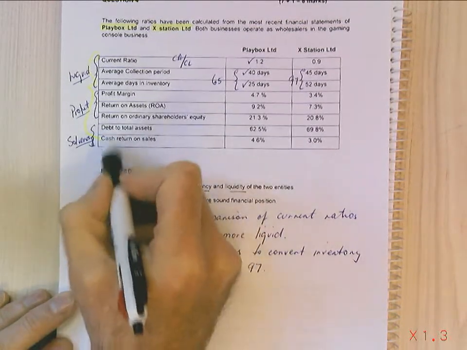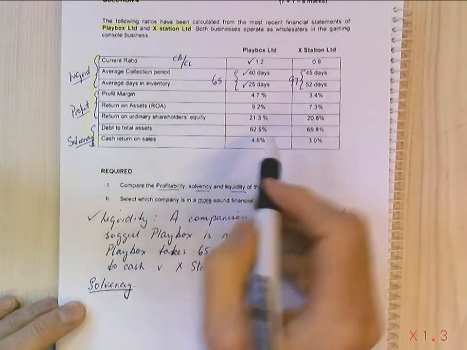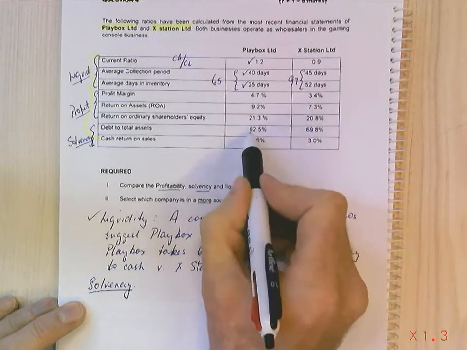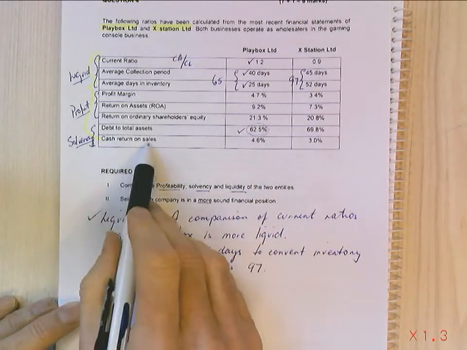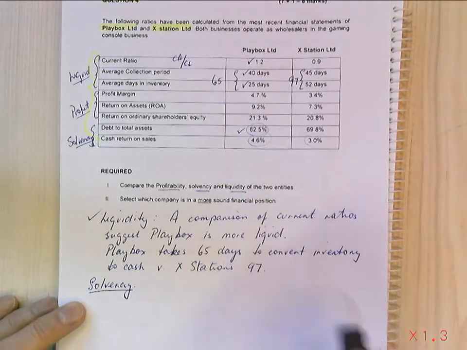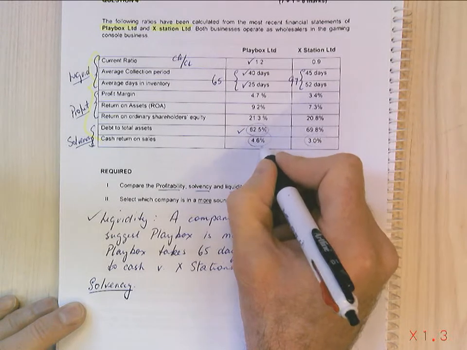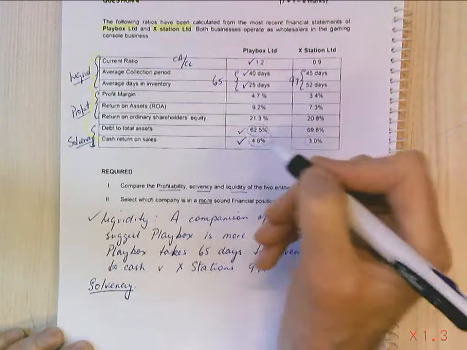So I'm talking about these two here. My solvency is my debt to total assets. Well, X-Station has higher debt to assets than Playbox. So I'm just going to give Playbox a bit of a tick. And its cash return on sales is 3% here versus 4.6%. So indicating that we're making 4.6 cents per dollar in sales as a cash return. So I'm going to give it to Playbox as well.